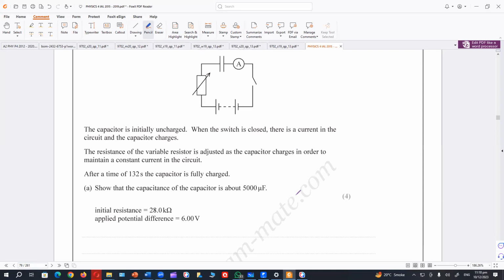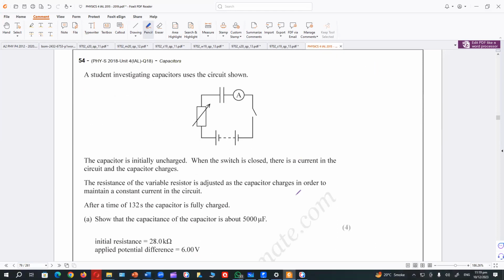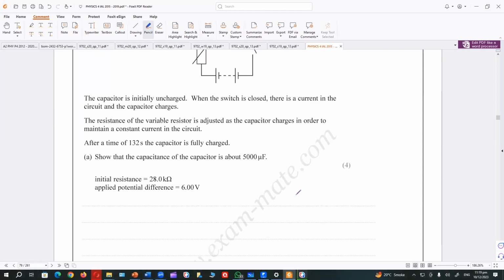Show that the capacitance of the capacitor is about 5000 microfarad. So should I use Q is equal to CV, or should I use tau is equal to CR, the time constant? Actually, I'm not that good with formulas. We have written all the formulas now, but you have to go back to the notes and learn the formulas. Okay, so we need a formula for what?